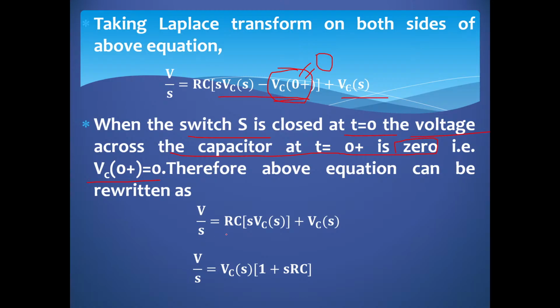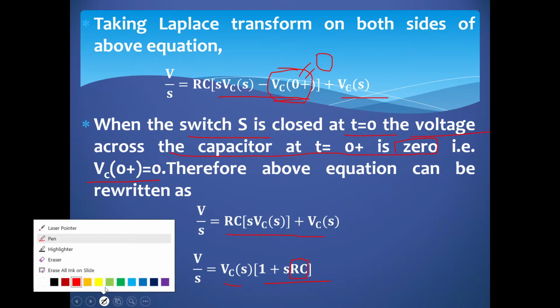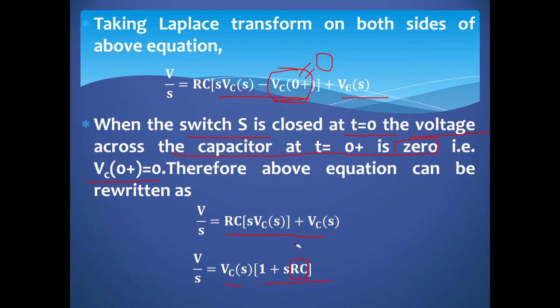So V by s is equal to RC into s Vc of s plus Vc of s. The first term becomes 0, so take Vc of s common. V by s is equal to Vc of s into 1 plus s RC. This is what you will get. Again, if you observe carefully, there is a coefficient of s, and I don't want coefficient terms. I want to remove them.